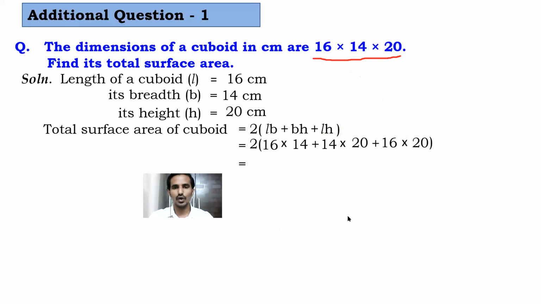All right. So there should always be multiplication first. So 2 in the bracket, 16 into 14 will become 224. 14 into 20, now this is simple: 14 twos are 28, and a 0 there, so 280. And then 16 into 20, 16 twos are 32, so 320. We add all the numbers in the bracket first. So 2 multiplied by, add all these numbers. The addition will be 824. 824 is the addition. Okay. Now we still have to multiply this by 2.